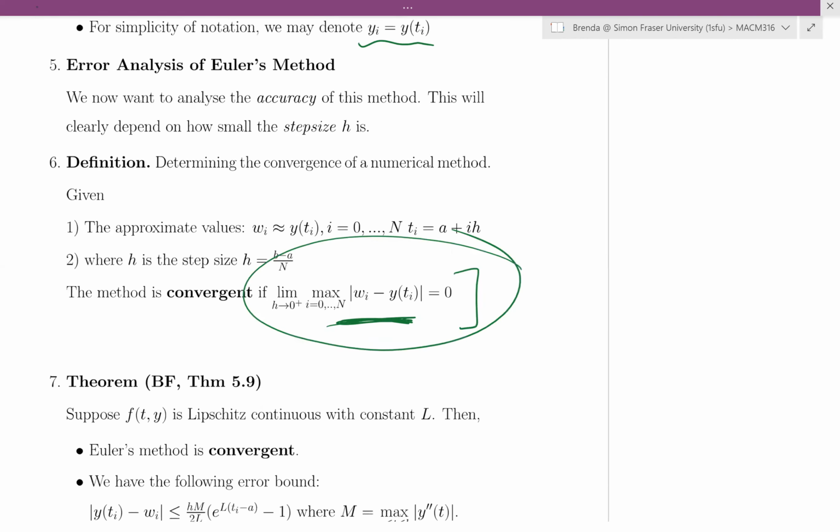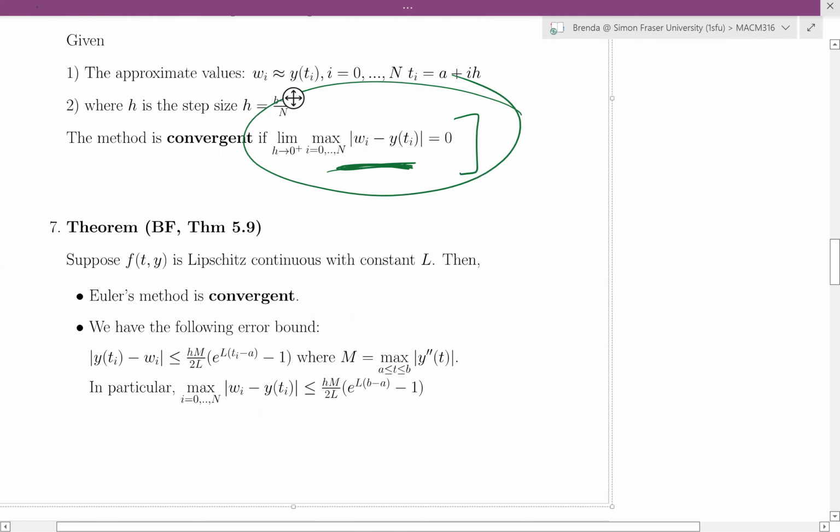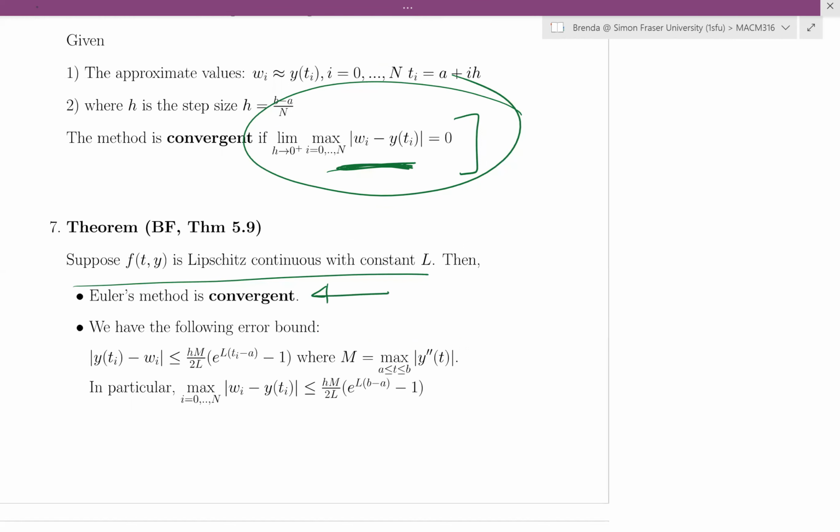Okay. Suppose we've got a well-posed problem. I'm just going to tell you, the proof is on page 271. But the Euler's method is convergent. If you make the step size small enough, you will be able to track the solution. That's a nice feature. And then the error bound is written here. The difference between your exact solution and your approximation is bounded.